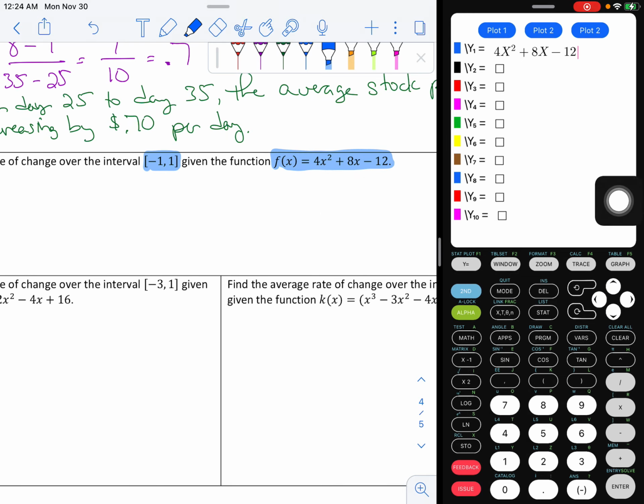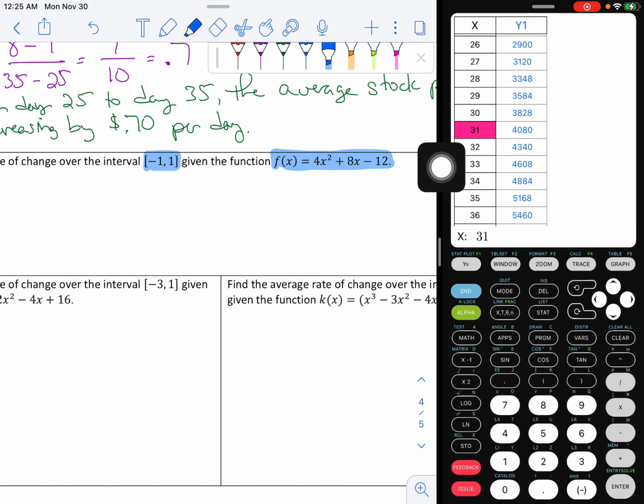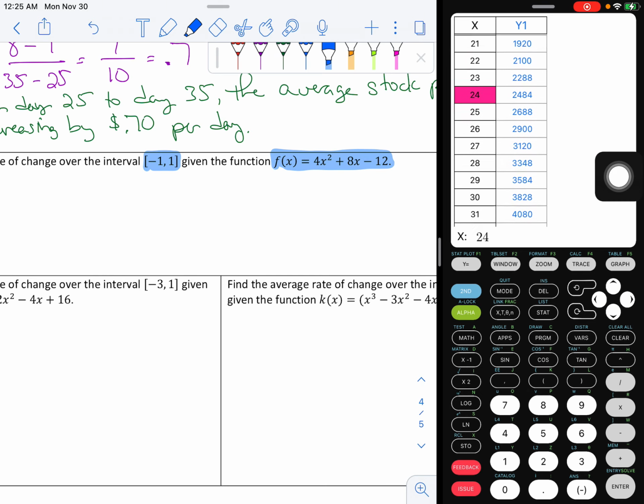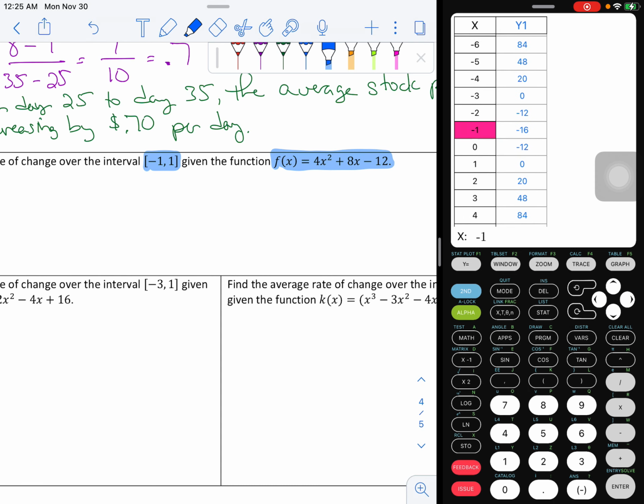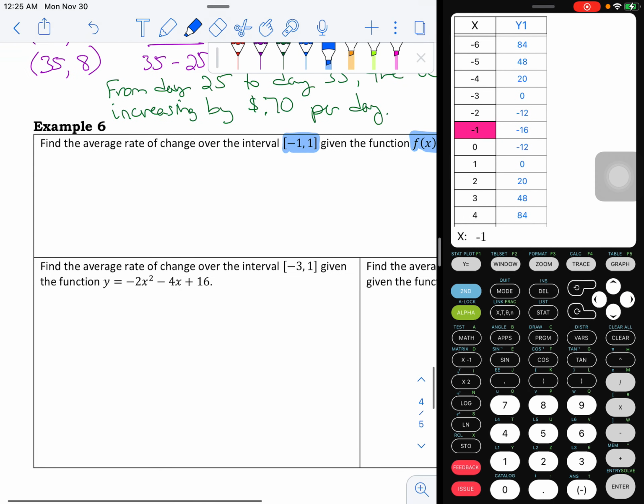Now, I have no reason to look at the graph at all, so I'm not going to. What I am going to do is hit second and graph to get to my table of values. Now, this table of values is clearly not where I want it to be. I want to find out what's happening at -1 and 1, so just scroll up until you get to those values. Okay, so I'm going to steal two pieces of information from our table of values here. At -1, my function is -16, and at +1, my function is 0.